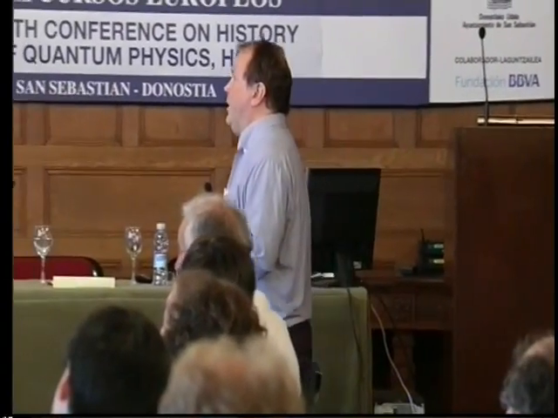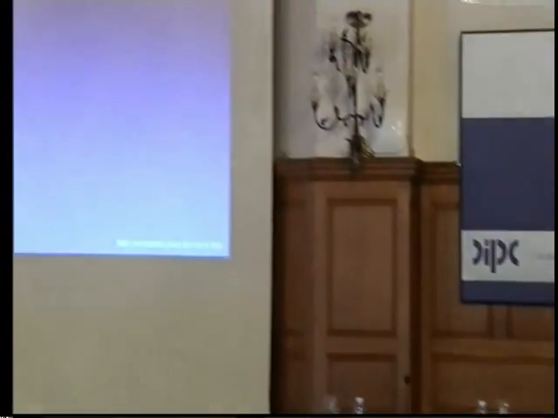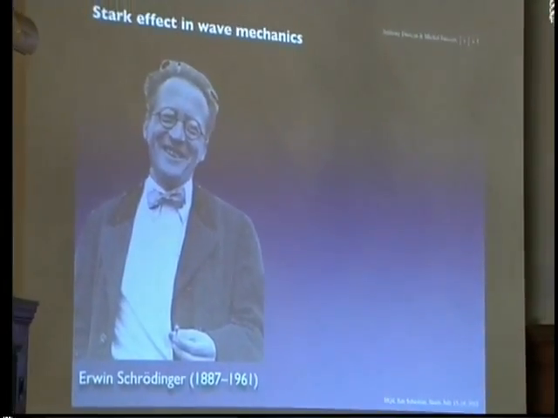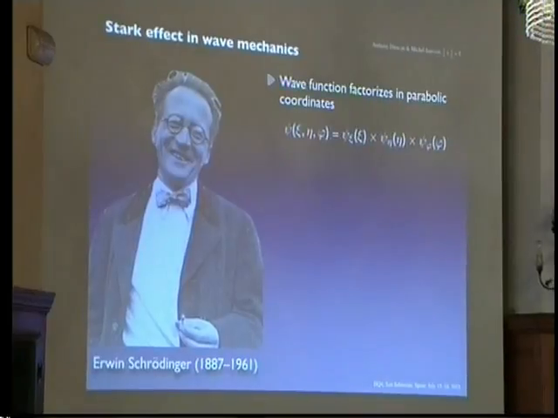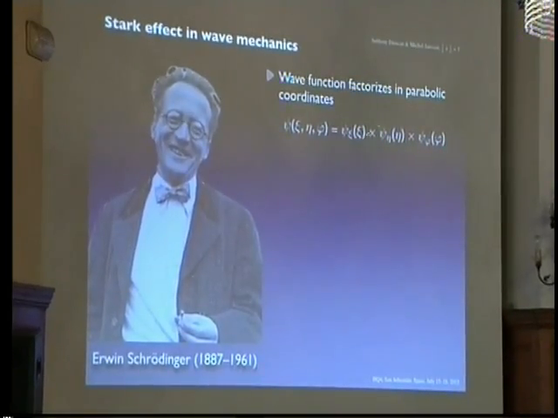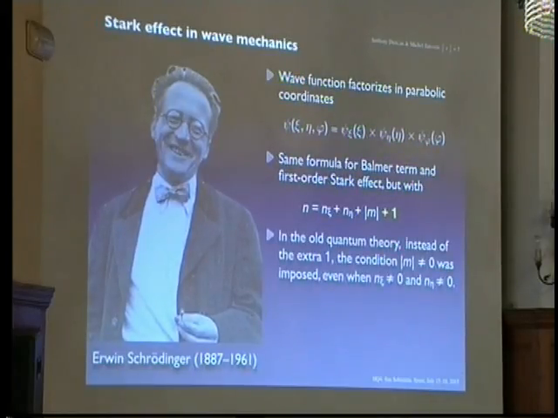All right. So this is all very, very beautiful. Now we're going to move to wave mechanics, 1926. Both Schrödinger and Stark independently now try to solve this problem. And it's very similar, the techniques are very similar, so now you have the wave function factorizing in parabolic coordinates. You find the same formula as Balmer, but now you find that the relation between the principal quantum number and these other quantum numbers has shifted by plus one. And that is an extremely important improvement.